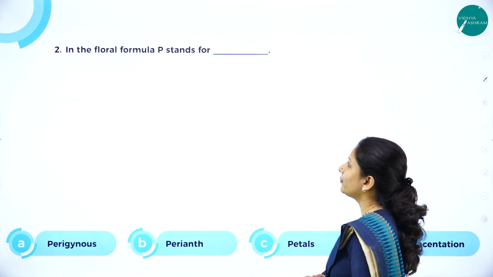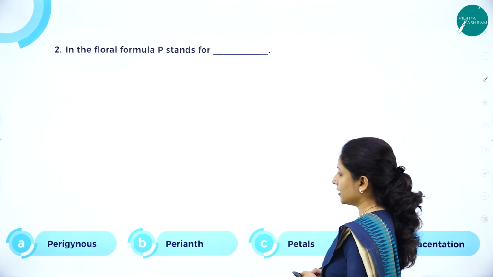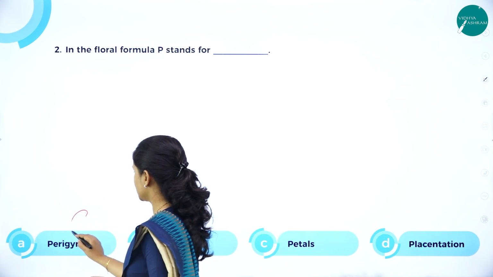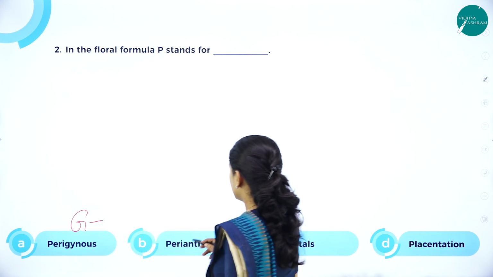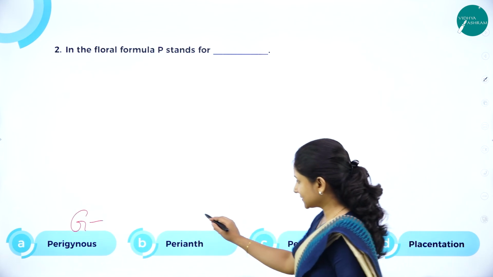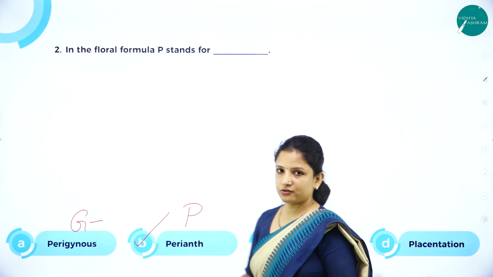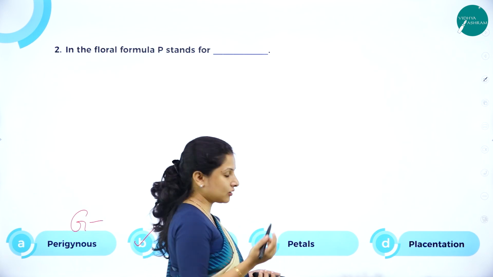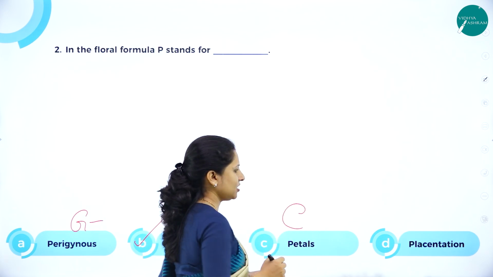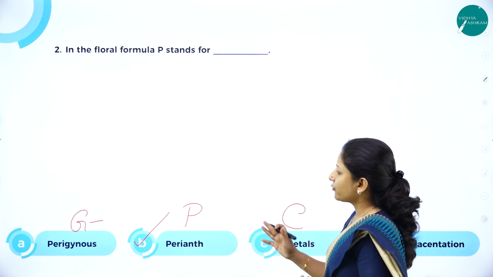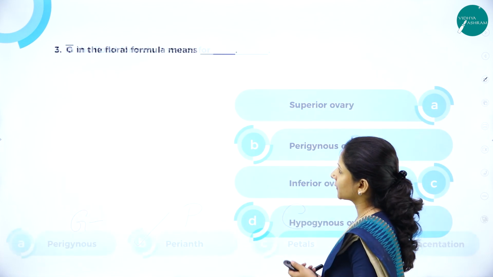Next, in the floral formula, P stands for perigynous? No, because perigynous we can write it this way. It is perianth, because perianth is represented by a capital P. Petals, no, because petals is nothing but corolla, so it is represented by C. Placentation, no, it doesn't have a symbol. The right option here is option B.